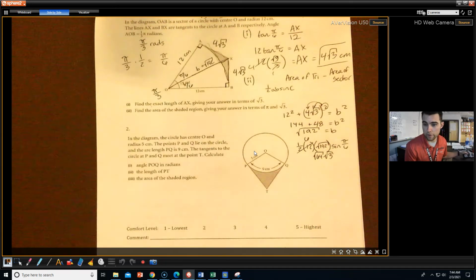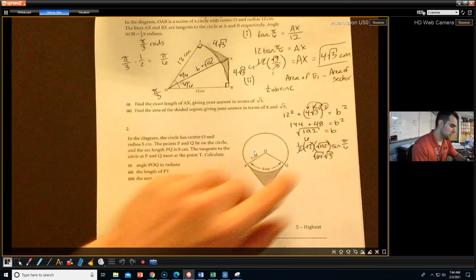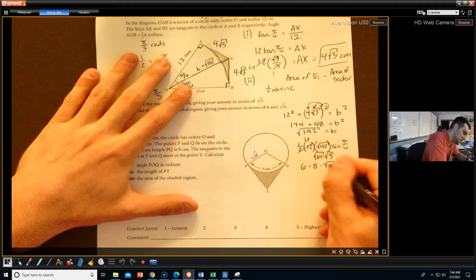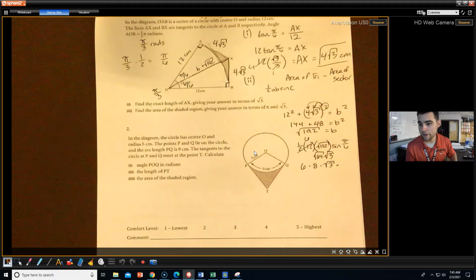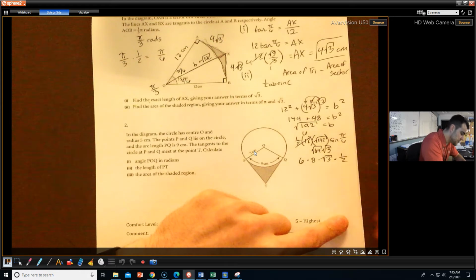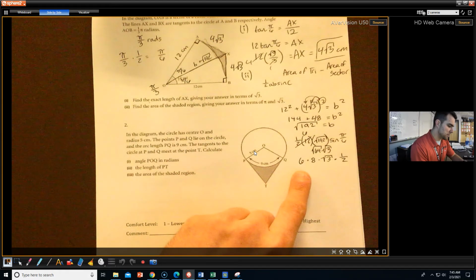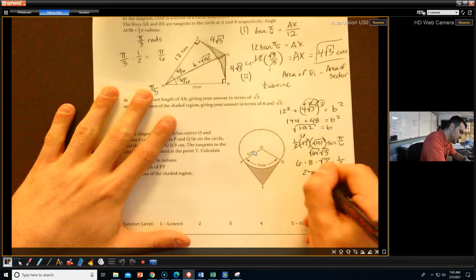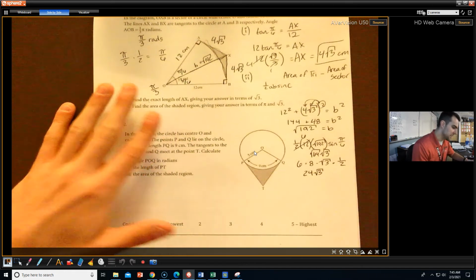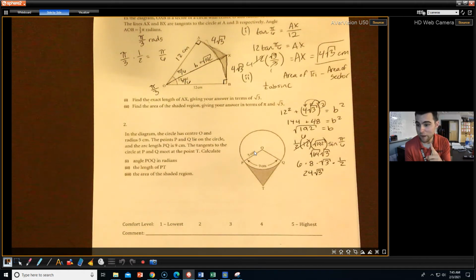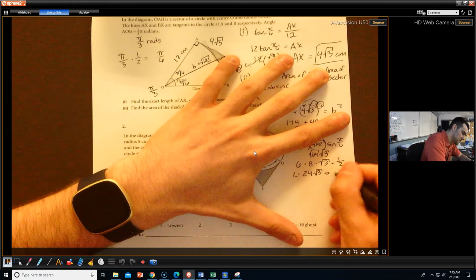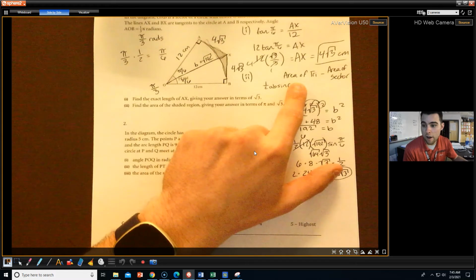Well, we know what square root of 64 is. That's 8. Okay? And so we have 6 times 8 times square root of 3 times sine of 30, which is 1/2. And if I multiply everything, 48, I'm going to divide by 2, that's 24. So 24 square root of 3 is what the area of one of my triangles is. So to get both of them, I got to multiply by 2. So I get 48 square root of 3 is my area of my triangles.